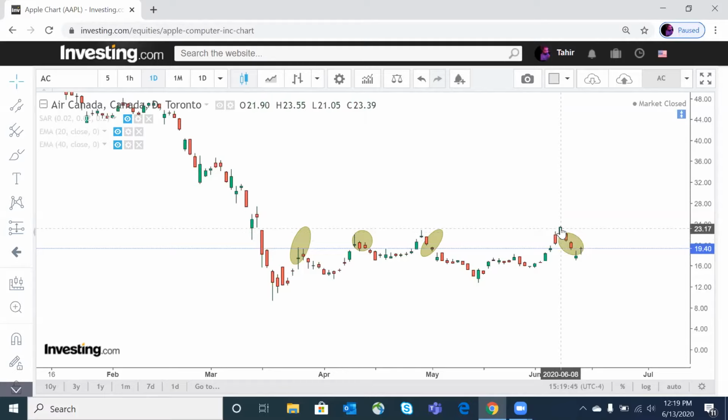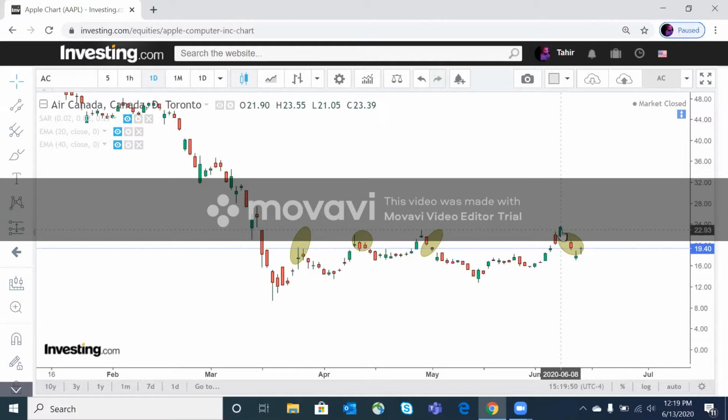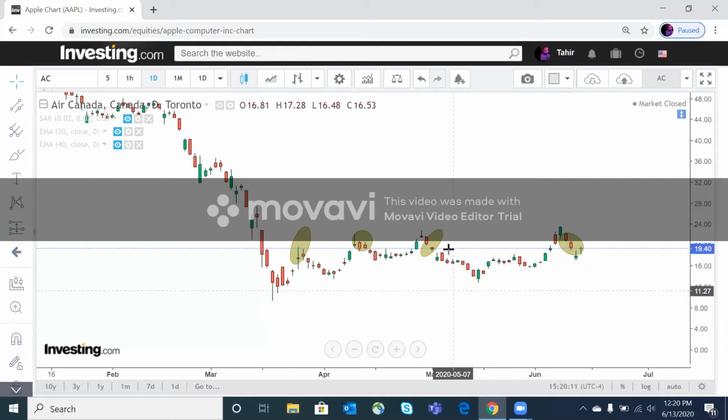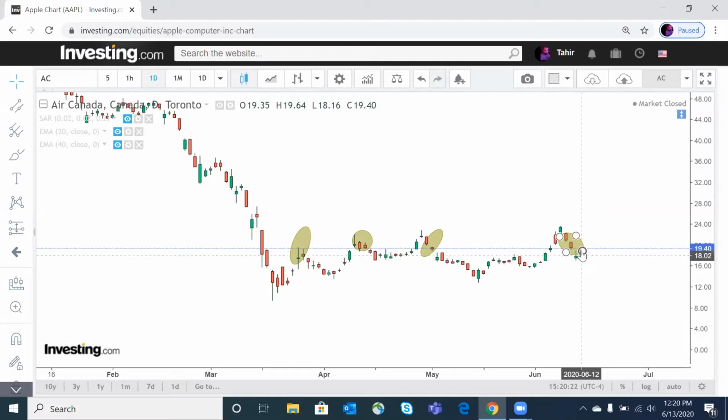Most people can take entry from here, and you can expect the stock to go up because it has broken the resistance. But unfortunately, the next day it went down due to unforeseen conditions in the market. This breakout could be considered a false breakout because it didn't form another candle above. But the good thing is that when it started going down, this level of 19.4, which acted as resistance previously, can now be taken as a support. Here you can see that one day it went down, and then in the last session it went up.